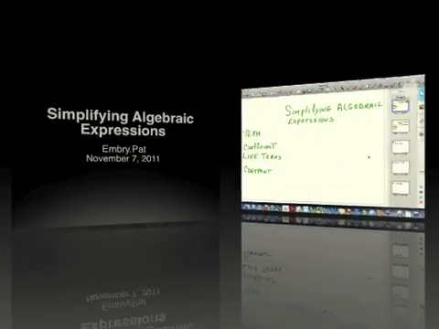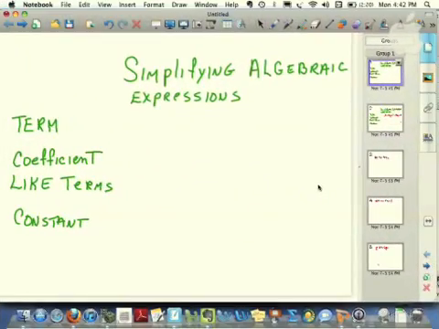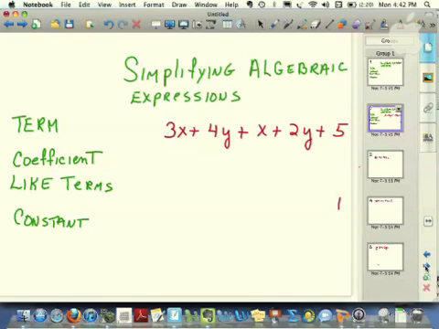Let's look at simplifying algebraic expressions. Four terms that you are going to want to know in this section are term, coefficient, like terms, and constant. Let's look at an example.